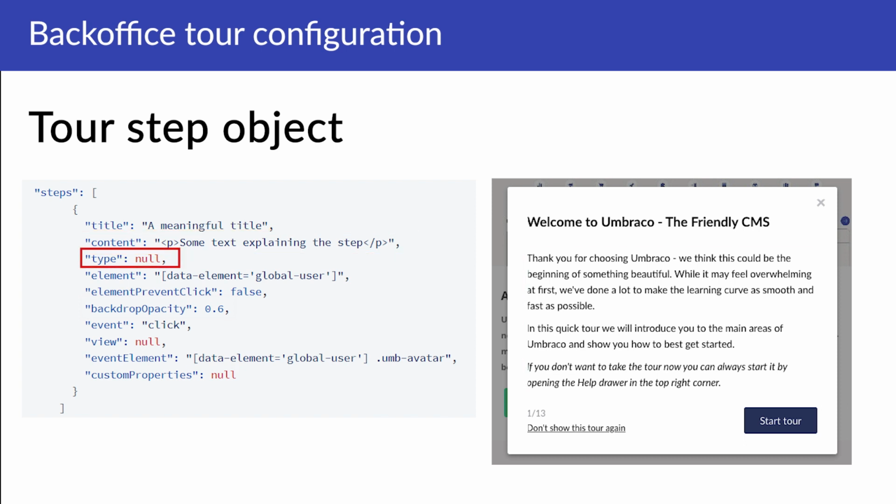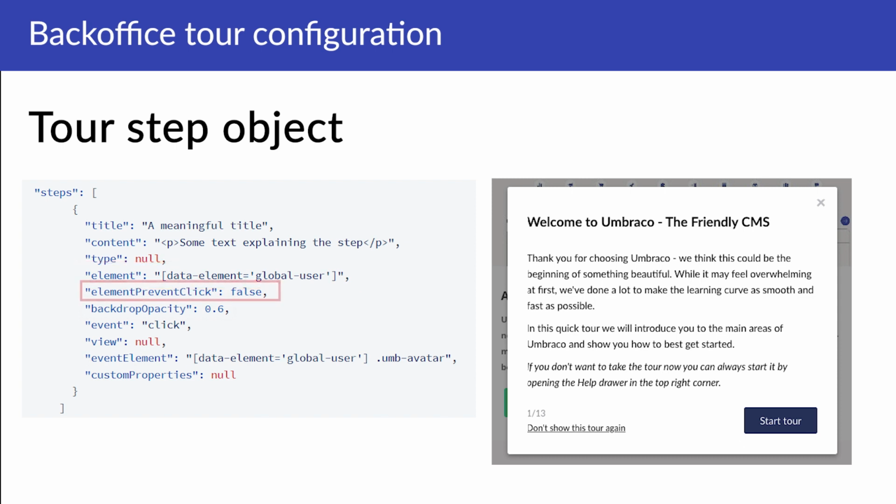Then we have type. This is the type of step. Currently, there's only one type supported, which is intro. This will center the step and show a start tour button. We then have element. This is a CSS selector for the element you wish to highlight. The tour step will then position itself near the element. A lot of elements in the Umbraco Backoffice have a data-element attribute. It's recommended to use this attribute because IDs and classes are subject to change in the Umbraco Backoffice.